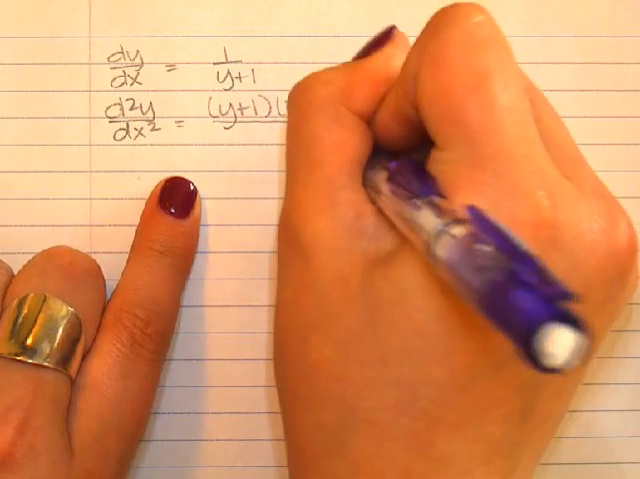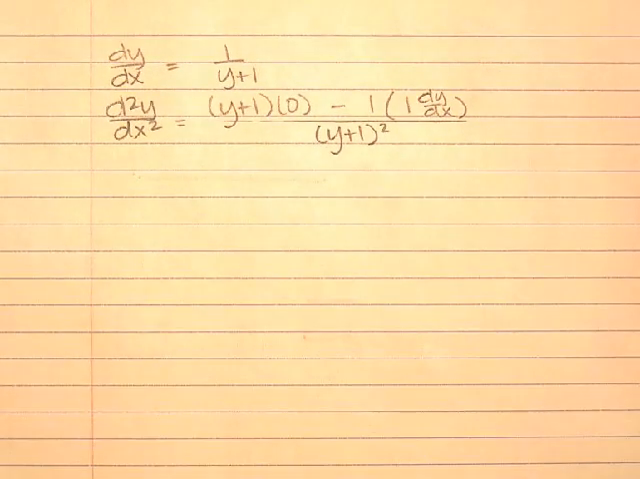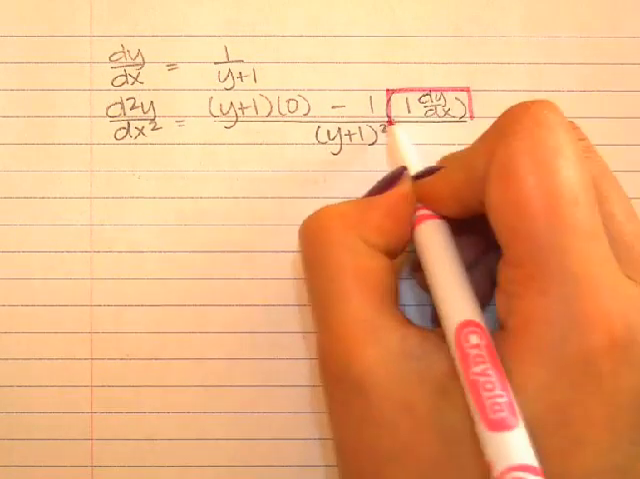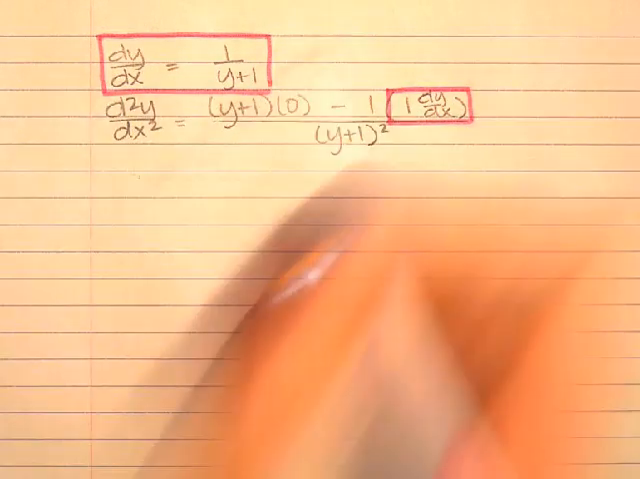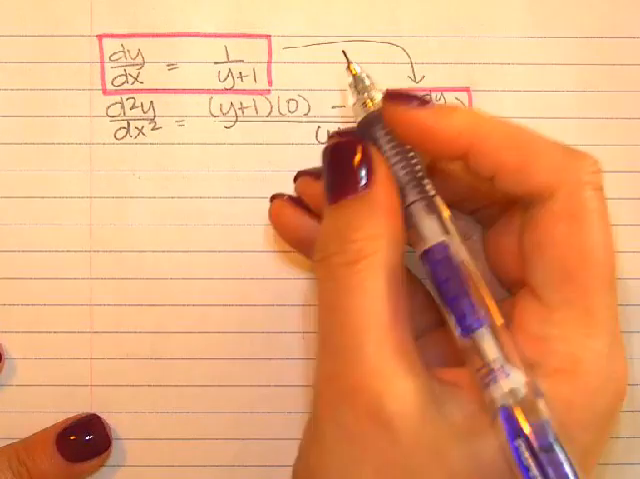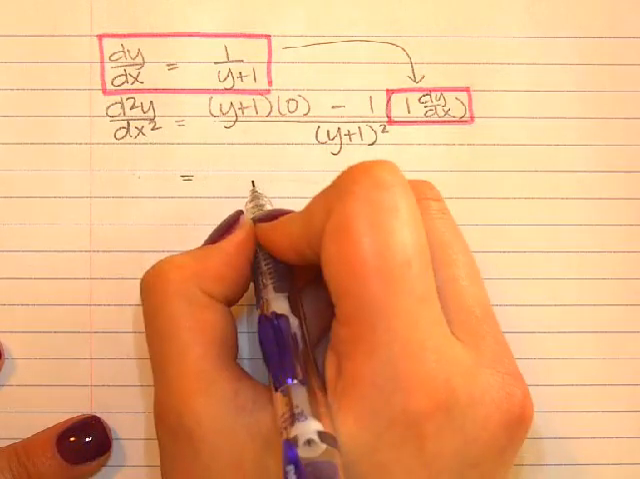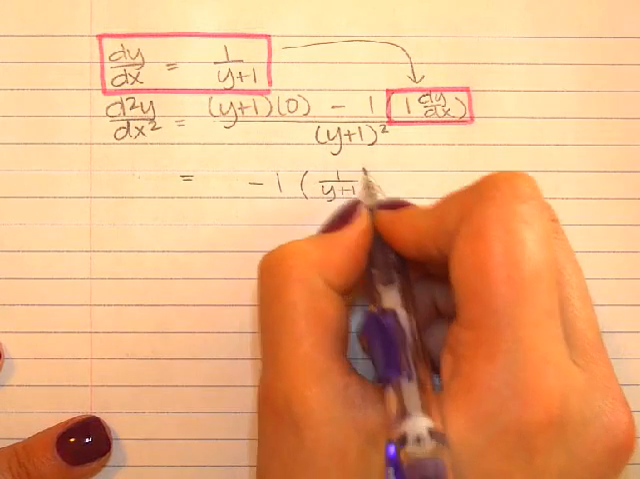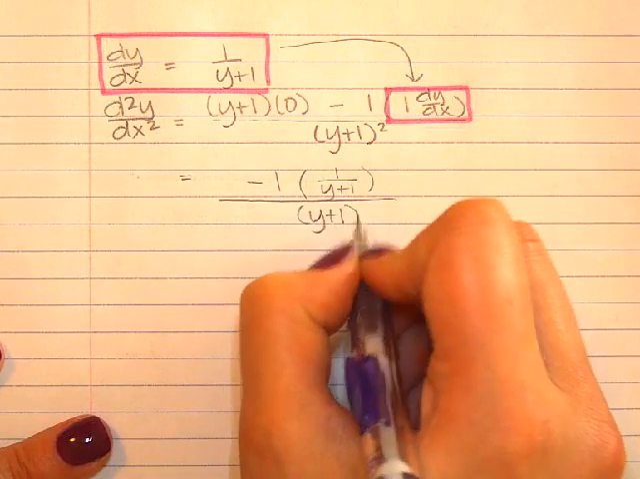the bottom squared. All right, so in here I can see that I have the first derivative right in there. And so I need to replace that with the first derivative. So this is going to be substituted in. So y plus 1 times 0, that just zeroes out. And so I get negative 1 times the first derivative divided by y plus 1 squared.